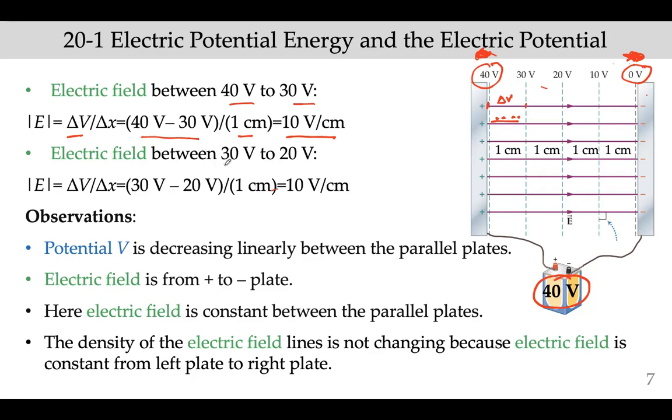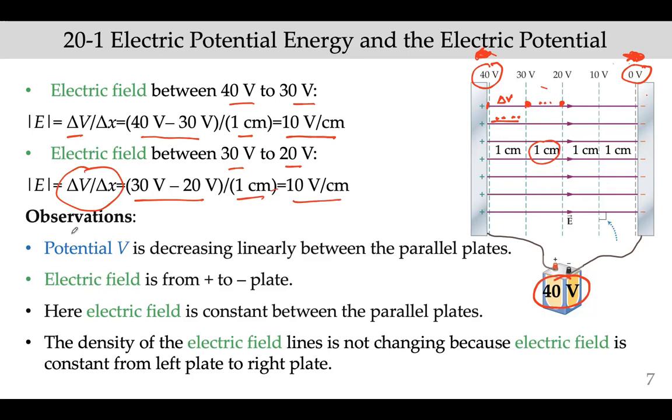And let's calculate now the electric field between 30 volts and 20 volts. So this point and this point. What is the electric field strength between these 2 points? Again, delta V is 10 volts, divided by the distance, 1 centimeter. We are using this formula. And again, you find 10 volts per centimeter.